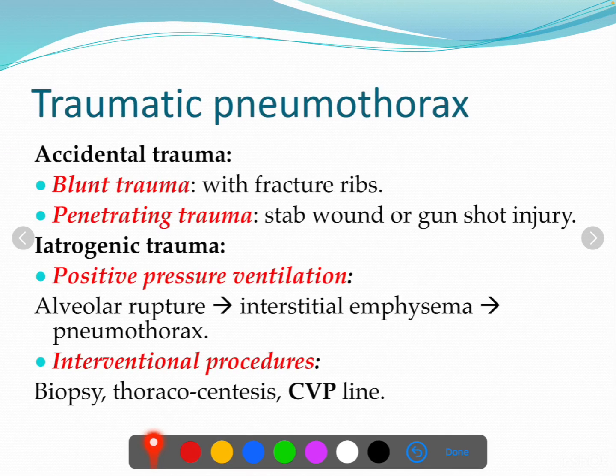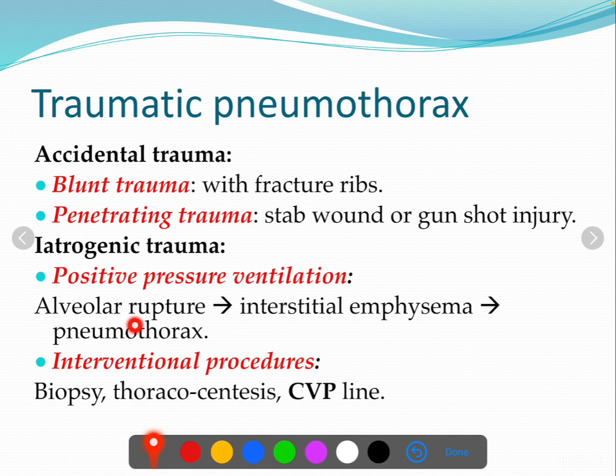Then they are talking about traumatic pneumothorax. Traumatic pneumothorax can occur due to accidental trauma, like blunt trauma with fracture of ribs, or it could be due to penetrating trauma by stab wound or gunshot injury. It could be due to iatrogenic trauma, like positive pressure ventilation. How does positive pressure ventilation cause pneumothorax?